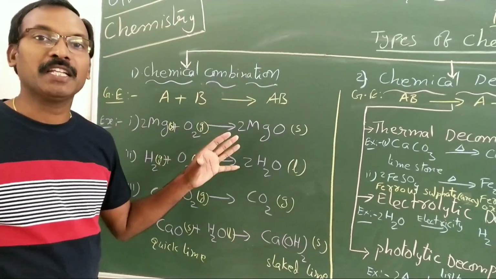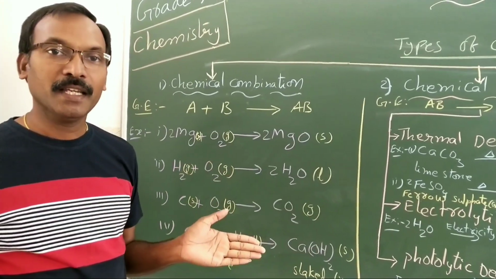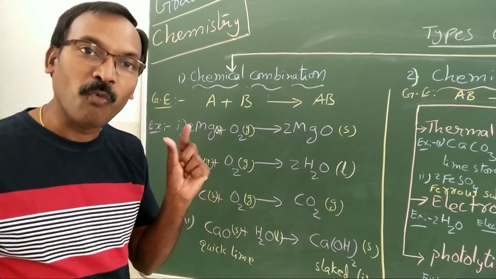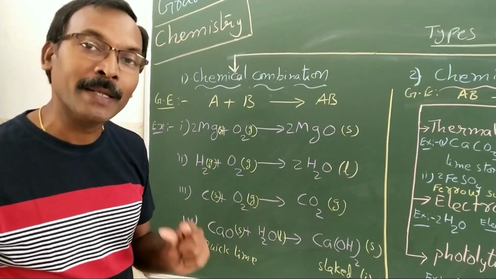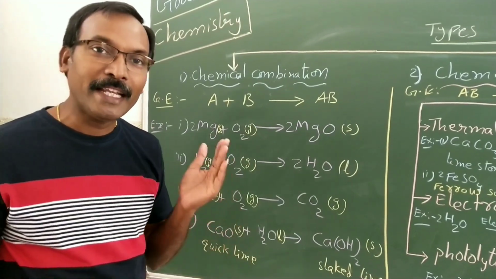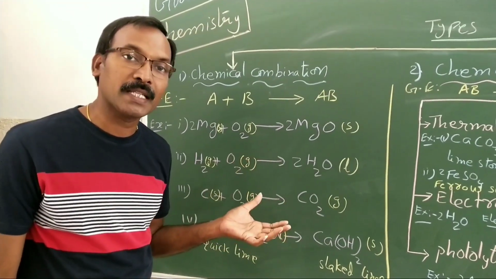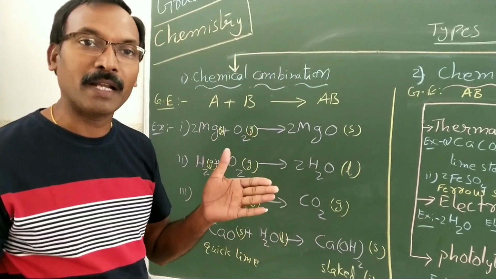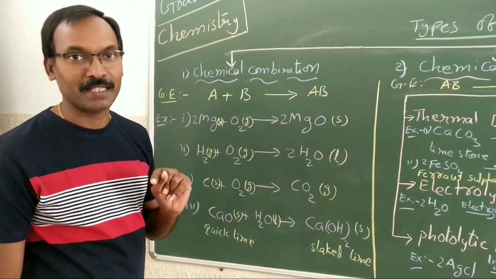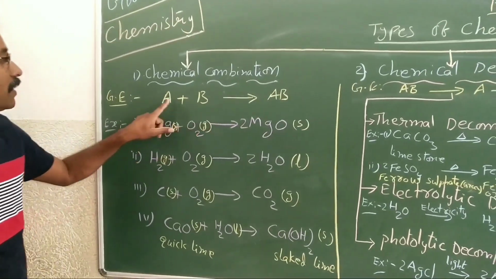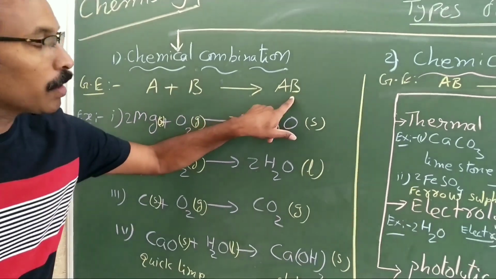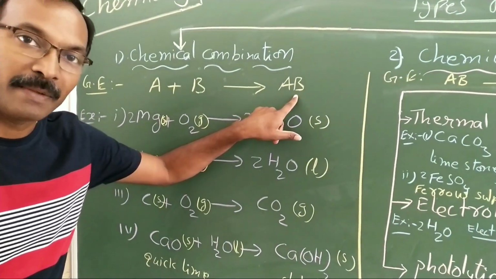That means when we take two substances and combine them chemically, if it gives out only one product, then it is called chemical combination. So it may combine 2 substances or 3 or 4, whatever the number of reactants, but the output product will be only a single substance. The general equation is like this: a substance A combines with substance B to give out substance AB.